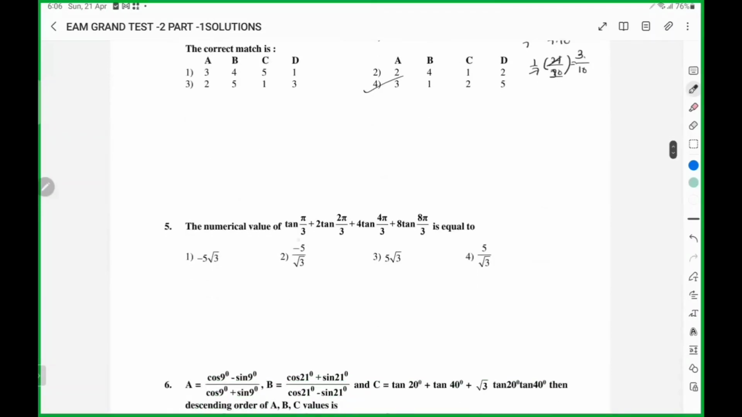Here it is direct: tan 60 is root 3, tan 120 degrees is 180 minus 60, tan 240 degrees. So in the third quadrant tan is positive. It is 180 plus 60, 480, tan 360 plus 120, minus 10 plus 5 root 3.